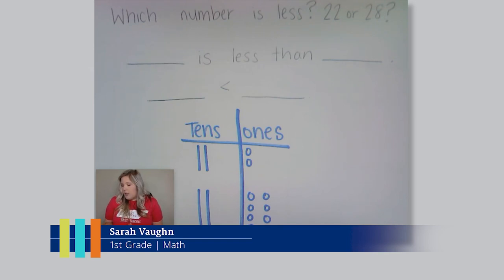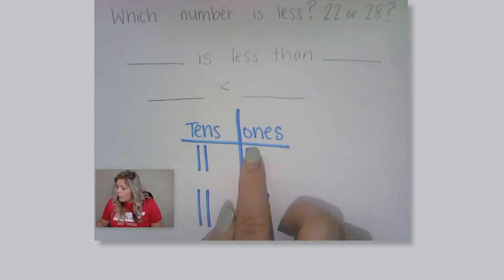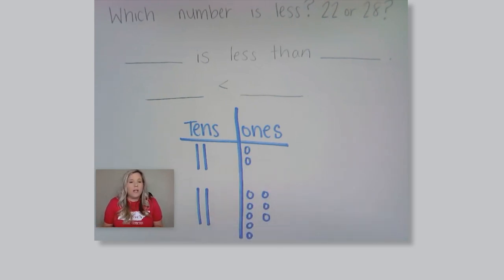The number 22 has two ones. 1, 2. The number 28 has 8 ones. 1, 2, 3, 4, 5, 6, 7, 8. The numbers 22 and 28 have the same number of tens. So the number 22 is less than or fewer than 28 because 22 has less ones than 28 does.